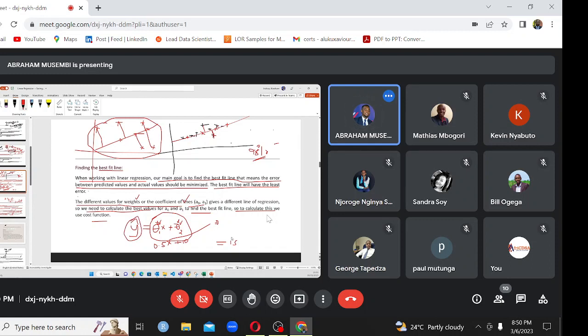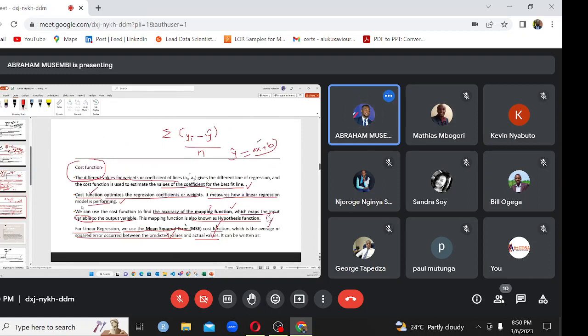And this is a predicted value. Now we want to say that the mean squared error will be equal to the summation of yi minus, because we said y hat is equal to this, a x plus b, then divided by n. So this will be our mean squared error.